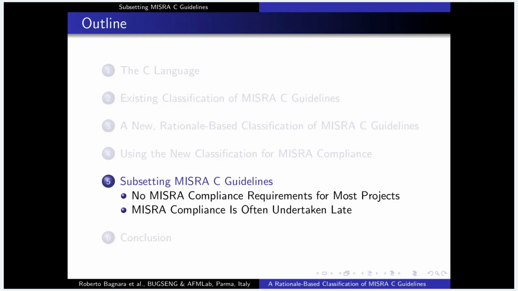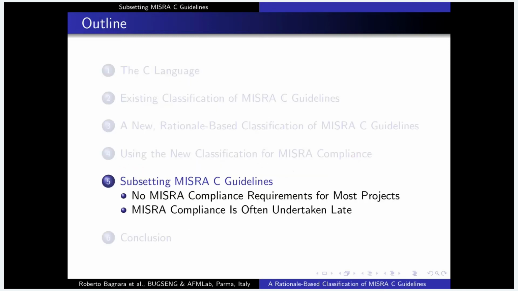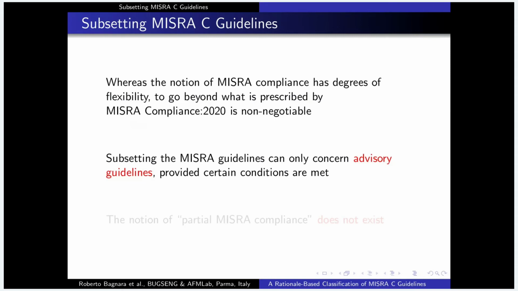Then there is the possibility of subsetting. And subsetting is for two classes of projects. So let me repeat once again that in order to formulate a proper claim of MISRA compliance, there is no shortcut beyond what is prescribed by MISRA Compliance 2020. For MISRA Compliance 2020, subsetting yet obtaining a MISRA compliance result, you can subset only the advisory guidelines subject to certain conditions. Okay, the notion of partial MISRA compliance doesn't exist. Legally it doesn't exist.